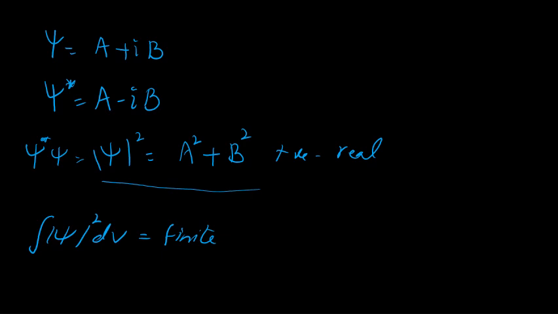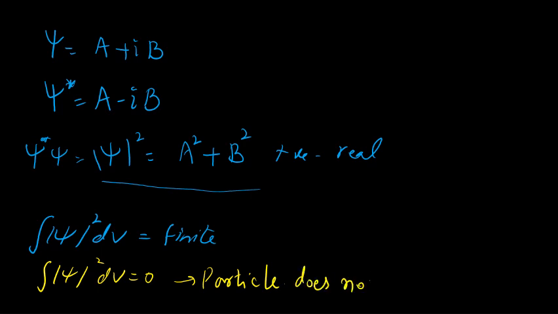So it must be finite, it must be convergent, so it must not be infinite. If this integral of psi amplitude squared dv is equal to 0, then it means that the particle does not exist. It means that the probability is 0. It means that the particle does not exist. So in order to find the particle, that particle is there, then this integral must be finite.